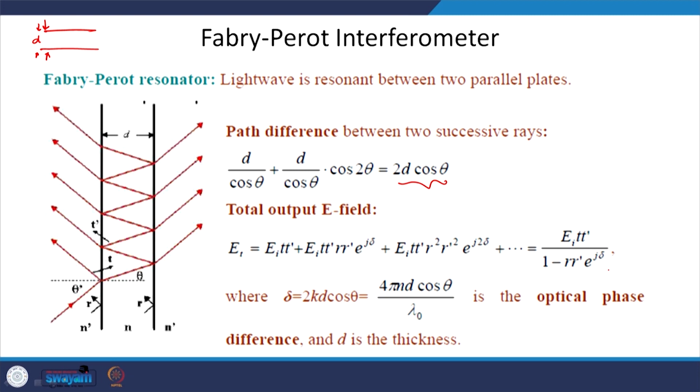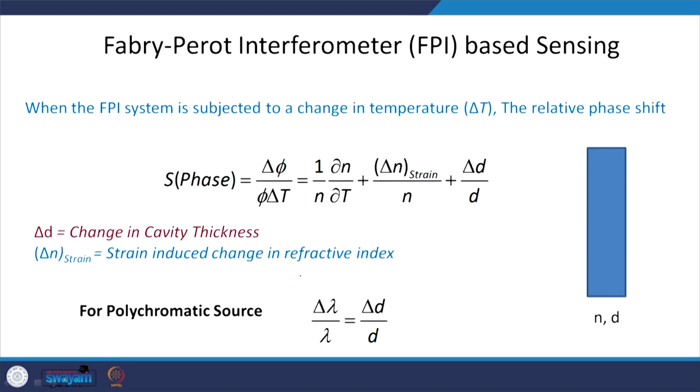So, the total output field E can be given by this relation, which is a function of delta. Delta is the phase difference. If you remember, if delta is a multiple of 2 m pi, that is, it is in phase, then you will have constructive interference. If delta is an odd integral multiple, like (2m plus 1) pi, then you will have destructive interference. So, that is how you work with it.